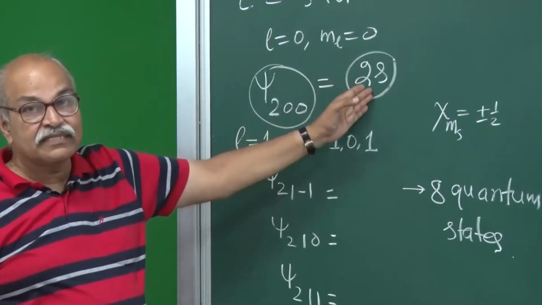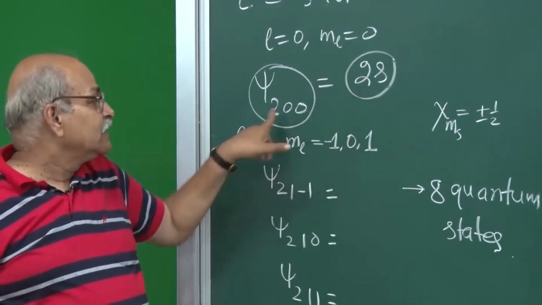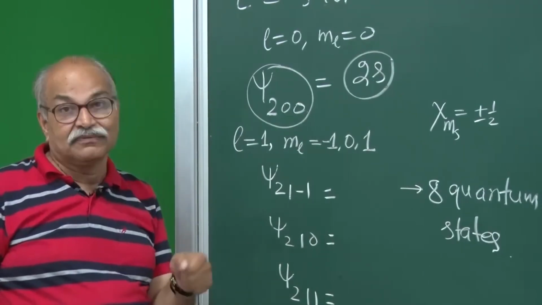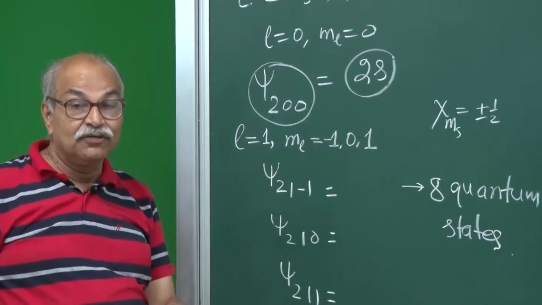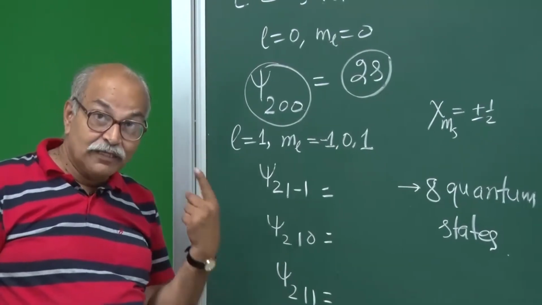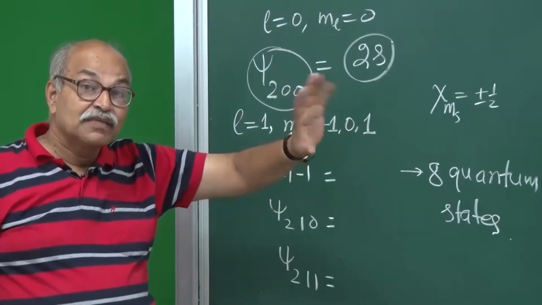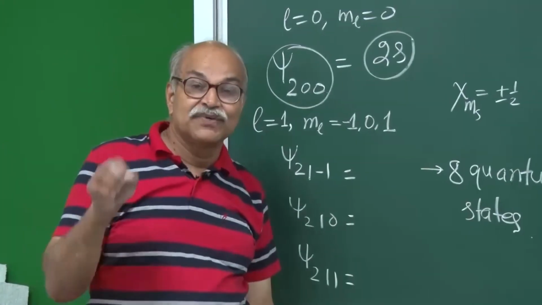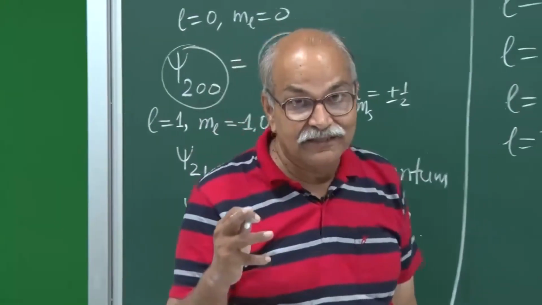How many quantum states are there in 1s? Once again, n is equal to 1, L is equal to 0, S state, 1s. If L is 0, ML is 0. So only one wave function, and then chi ms equal to plus half, minus half, once again 2. All S states will have 2 quantum states.